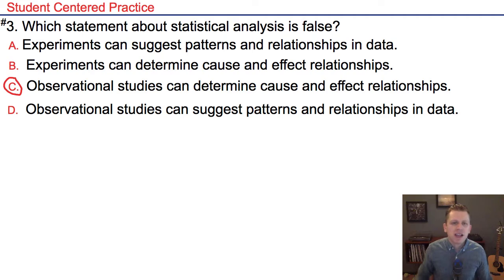That is false. Think back to the most simple example of an observational study, which is an observation in a room where a teacher is teaching their students. If someone comes in and observes, they cannot determine that sitting in the back of the room causes students to participate less. They could observe that there is a relationship, that the students in the back of the room did participate less, but they can't determine cause and effect relationships. That's something that can only be determined in an experiment.